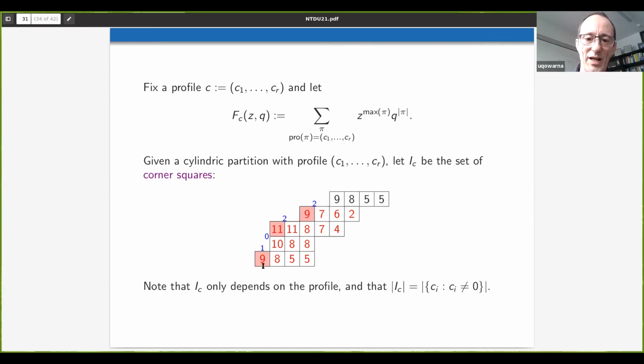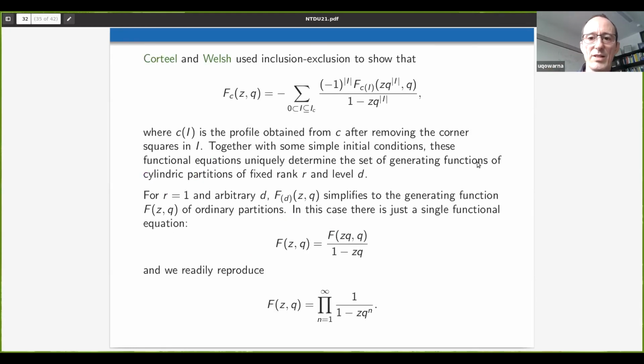And of course, this 9 here is the same as that 9, so it's not colored again. This is also a corner box. And again, this is a finite snapshot of an infinite picture. What you can do is play around with these corner boxes. If you remove one of them, you get a new type of cylindric partition with a slightly different profile. Essentially, by looking at all your options of removing boxes in the corners, or removing the max, you can get a system of functional equations. And so here it is, the system of functional equations.